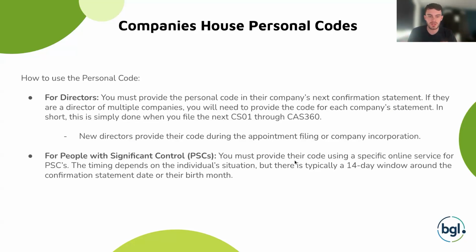So you've got the personal code, you've entered it into CAS 360. How do you then use this personal code? For directors, you must provide the code in the company's next confirmation statement. If they are a director of multiple companies, you need to apply this code to each of those confirmation statements. In short, because we've added this to CAS 360, this will be done automatically for you, and you can just go ahead and file the next CS01.